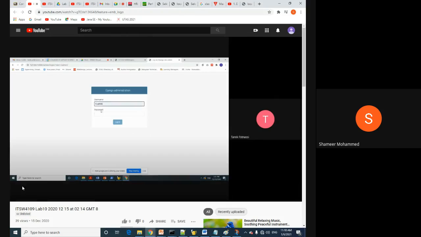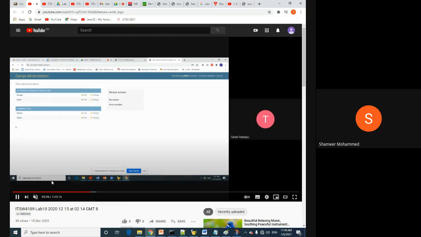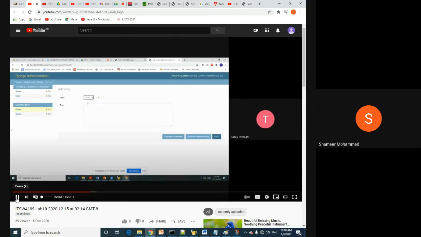So at the time of admin login, you have to create a user. That is also shown in the slide. Based on that, you can create the entries and show the entries there.